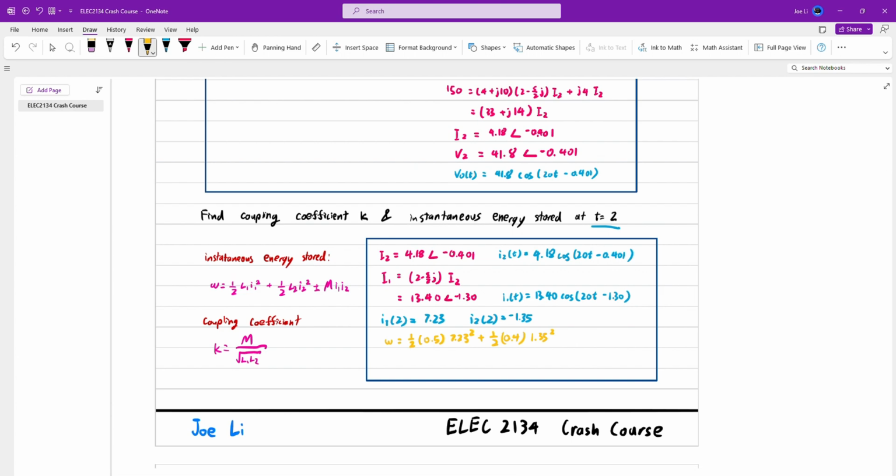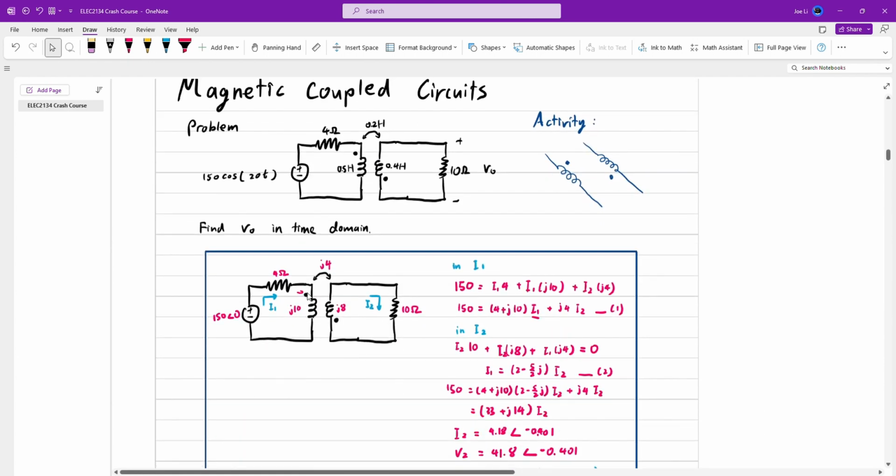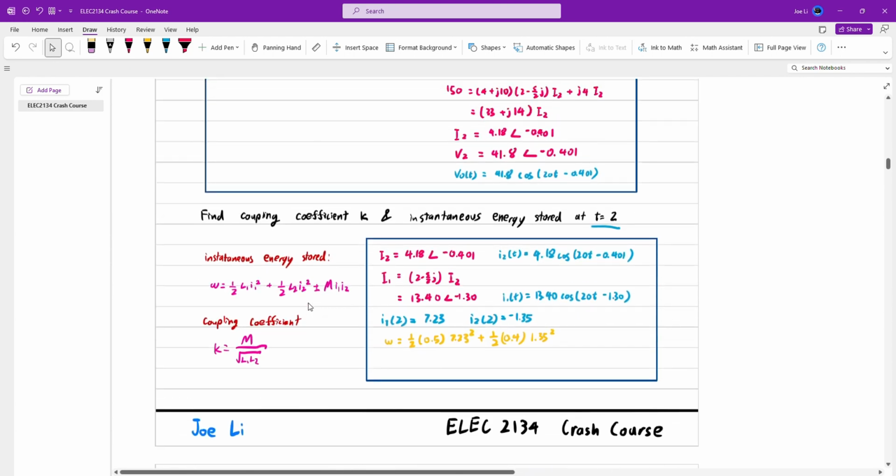And then the plus or minus: the current is going into the dot in both scenarios. I2 is going into the dot, I1 is going into the dot. So if both are going into the dot, then the I1 I2 term is positive. If only one of them is going out of the dot, then this will be minus. In this case it's positive, so we can just go ahead and add M. M is 0.2 times negative 1.35 times 7.23. This will give us a final value of 11.48 joules.